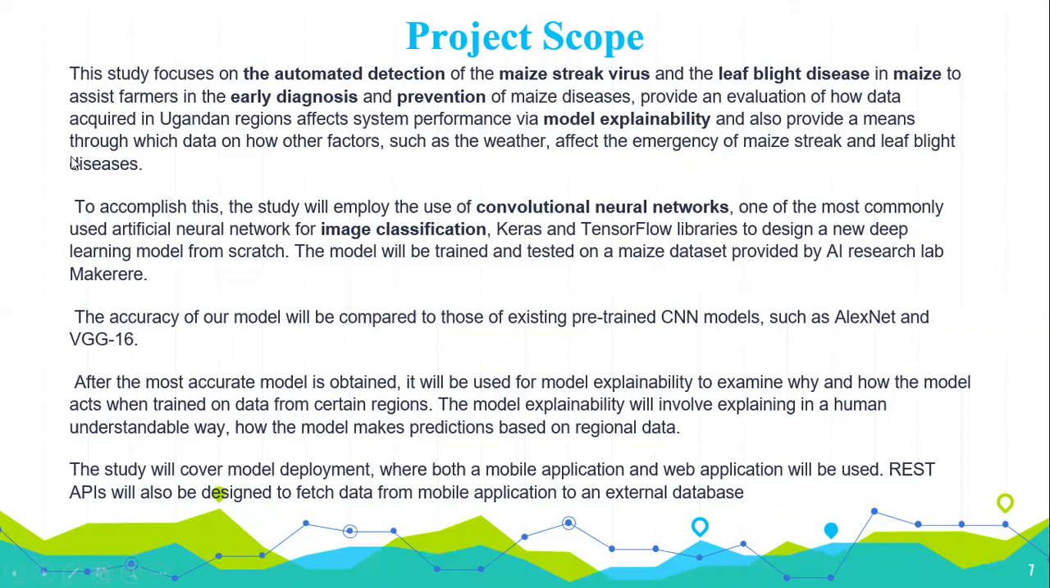And to accomplish this, our scope will mainly use convolutional neural networks, and actually these are some of the best artificial neural networks that have been used for image classification. For example, if you look at the AlexNet that was used, it had a better performance in image classification. We shall also use the Keras and TensorFlow libraries to design a deep learning model from scratch, and this model will be trained and tested on the dataset.